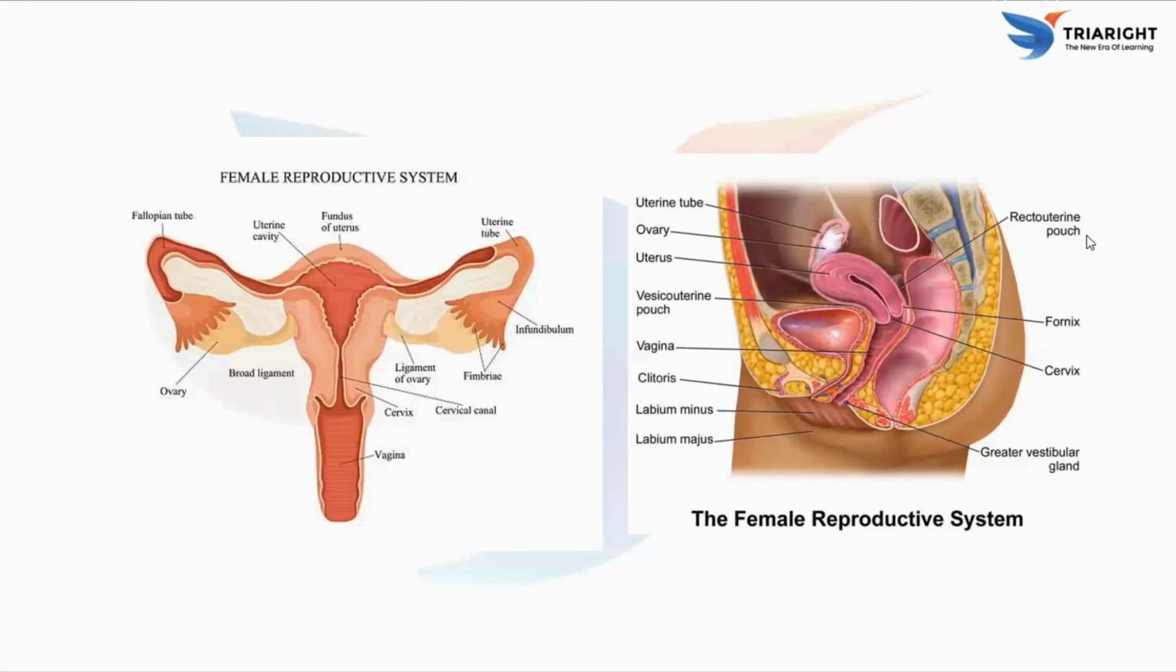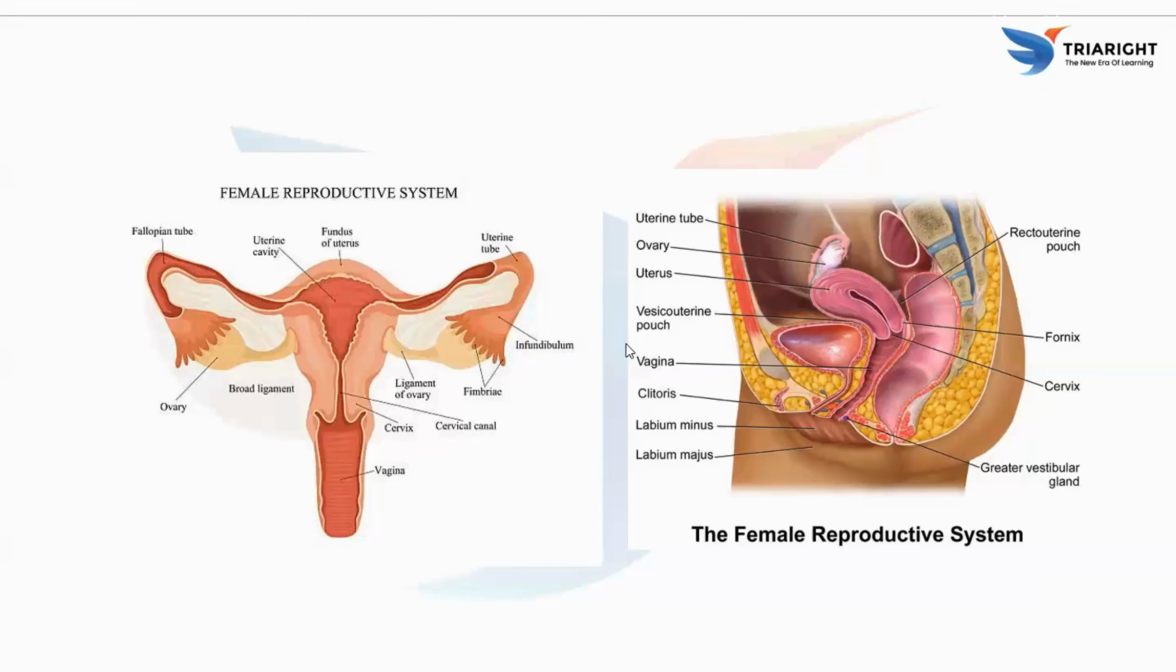And there are the pouches, recto-uterine pouches. So this shows two important spaces, the recto-uterine pouch and vesico-uterine pouch. The vesico-uterine pouch is a space between the bladder and the uterus, whereas the recto-uterine pouch is a space between the uterus and rectum. So this is a common place for fluid collection. So this is about the diagrams of the female reproductive system.